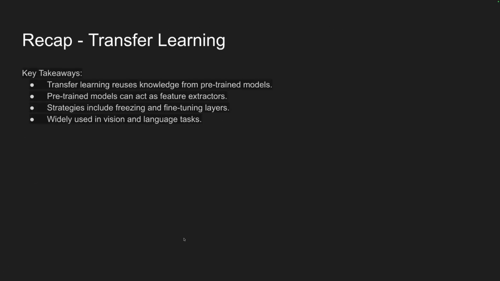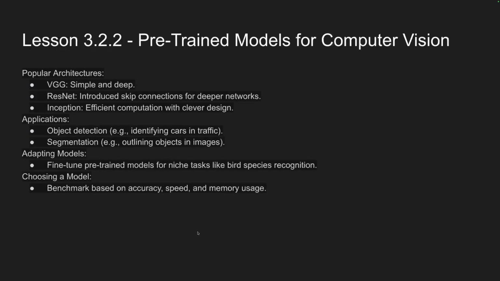Recap point. Let's recap what we've covered so far. Transfer learning allows us to reuse knowledge from pre-trained models, saving time and resources. We can leverage these models as feature extractors, and we have strategies like freezing and fine-tuning to adapt them to new tasks. And of course, transfer learning has tons of applications in both vision and language tasks. Now that we've laid the groundwork, let's move on to the next lesson, where we'll explore pre-trained models specifically for computer vision. Lesson 3.2.2, Pre-trained models for computer vision.